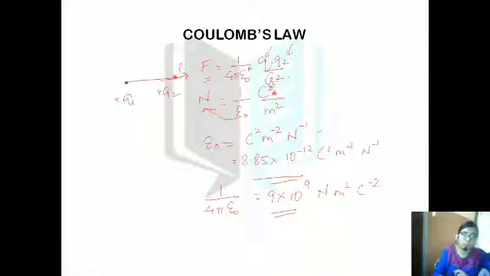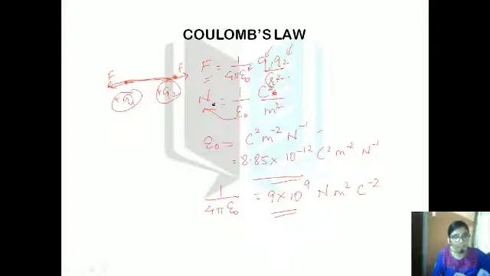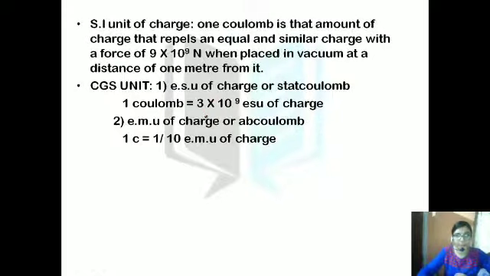Now the force on Q1 due to Q2. Q1 will be repelled away, so this is the direction of the force acting on Q1. Again it is along the line joining the 2 charges. The direction will depend on the kind of charge, positive or negative, that we have taken. This is Coulomb's law.